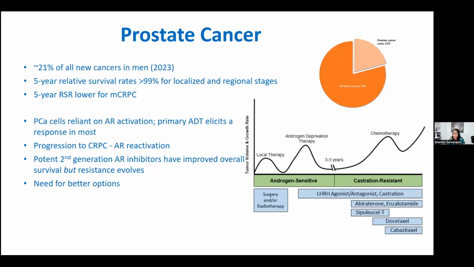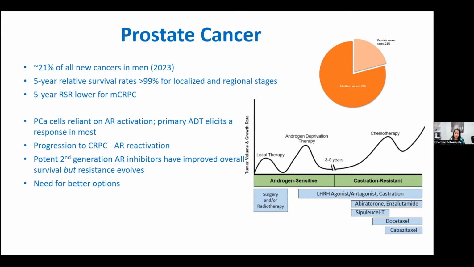So some of you may already know prostate cancer is actually quite common. For 2023, it made up about 21% of all new cancer diagnoses in men, with the exclusion of non-melanoma skin cancer. Now, the 5-year relative survival rate is very high in men with localized and regional stages, and then it drops as you go to more advanced disease.